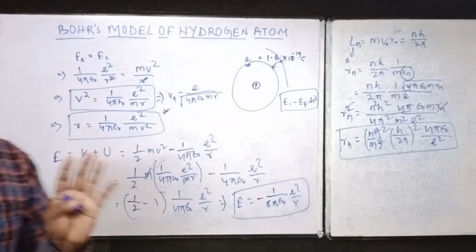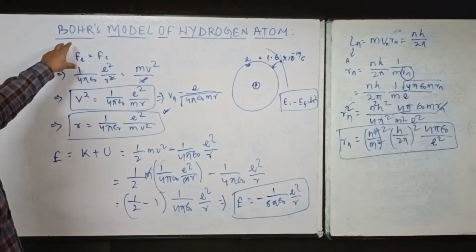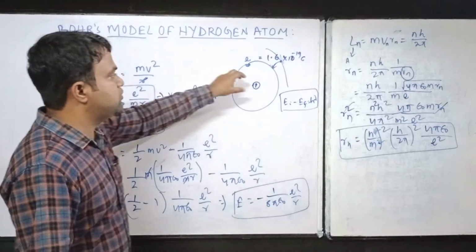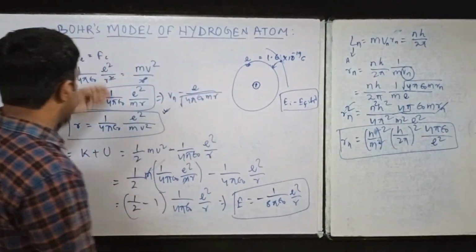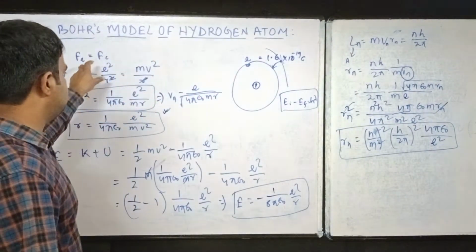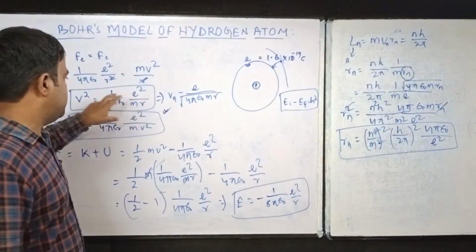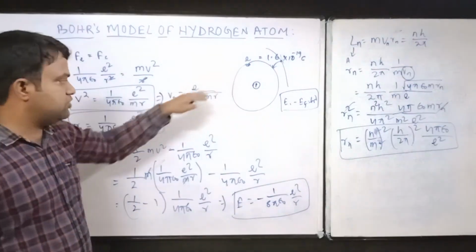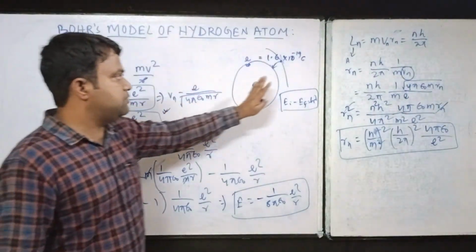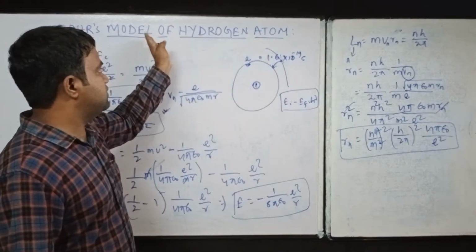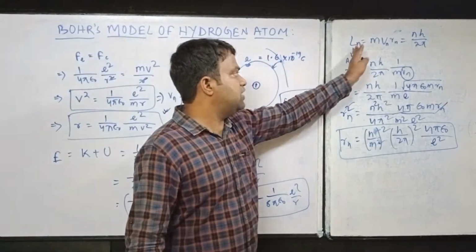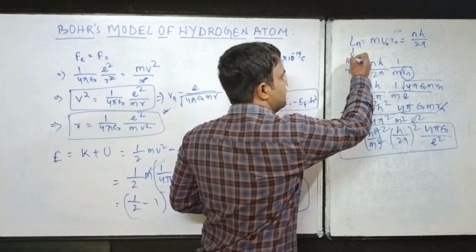So what we did basically, if you look carefully, we started with the electric force equal to the centripetal force. Then we got an expression for the velocity of the electron in the nth orbit, and from Bohr's postulate, the angular momentum. This is angular momentum.